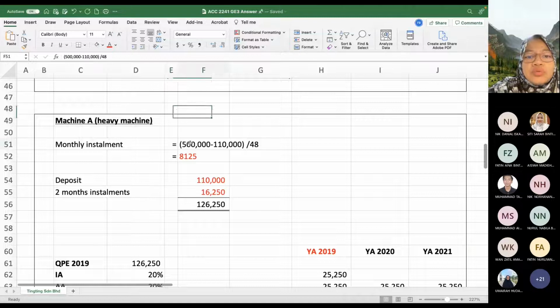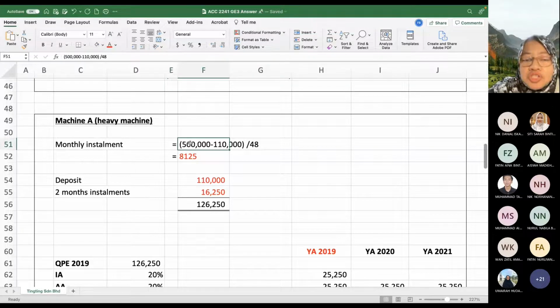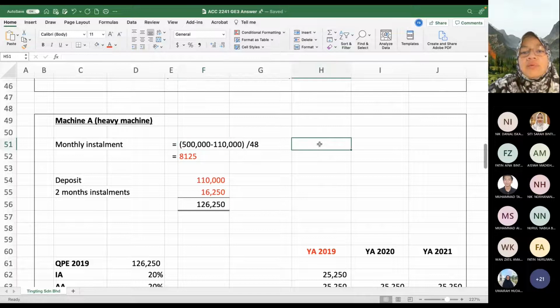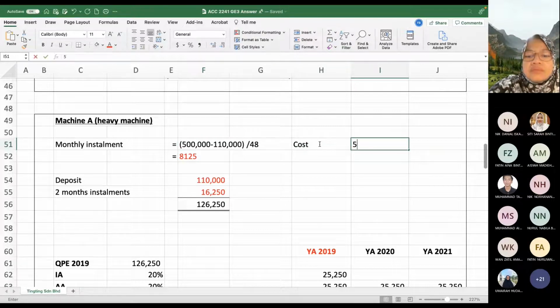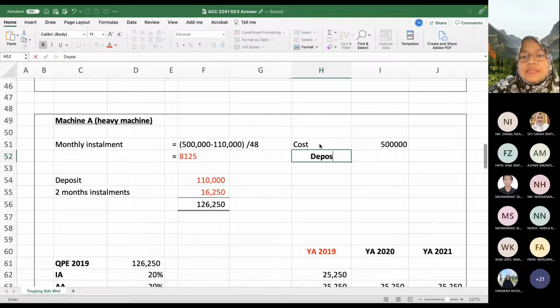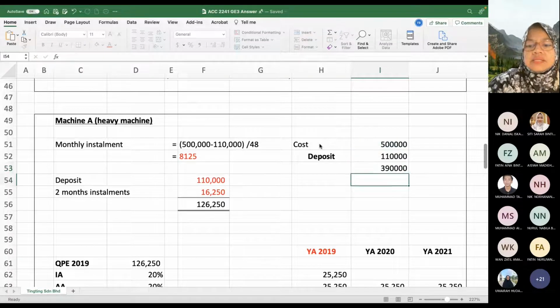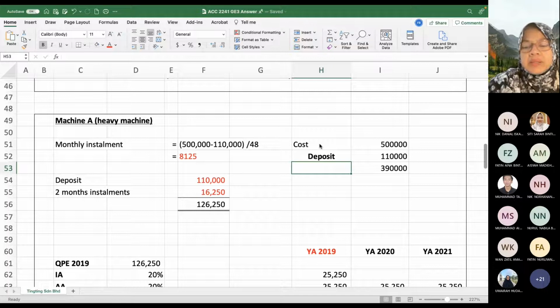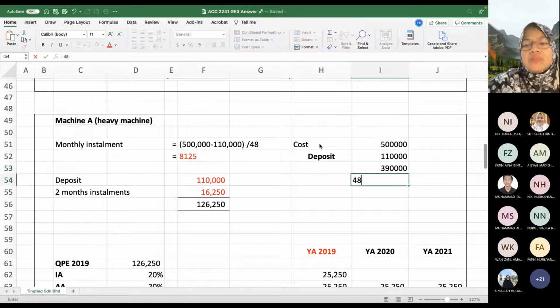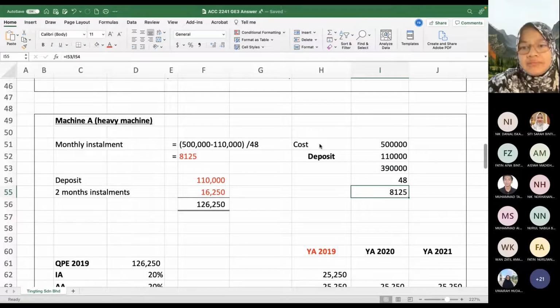To do that, you have to show me that this is the cost of the machine minus... I would normally do it like this. Cost is 500,000, and then you pay a deposit of 110,000. So the balance, which is 390,000, will be paid over 48 months. So that's how you get your monthly payment of 8,125. So you show me your computation.